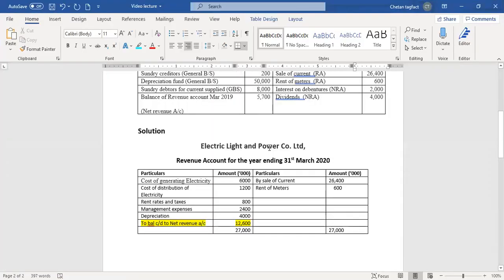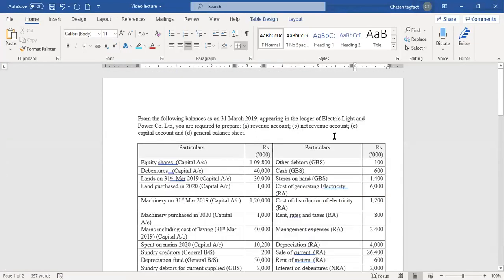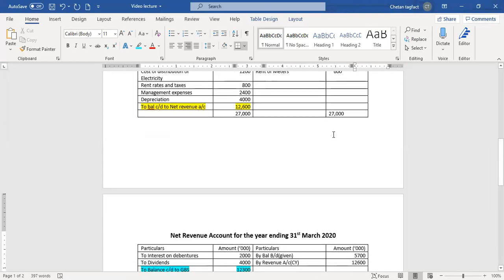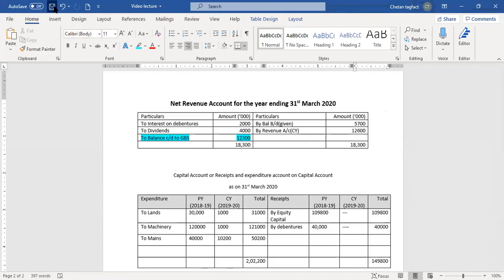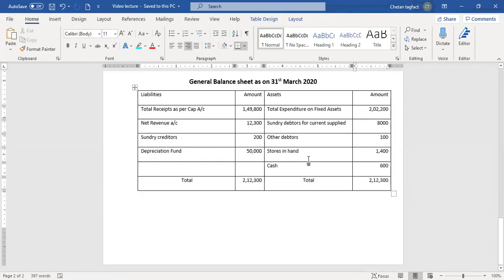They had asked us to prepare revenue account, net revenue account, capital account, and general balance sheet. So students, this is the answer for the third unit, the third question which I have uploaded in the LMS content. Hope you have understood.